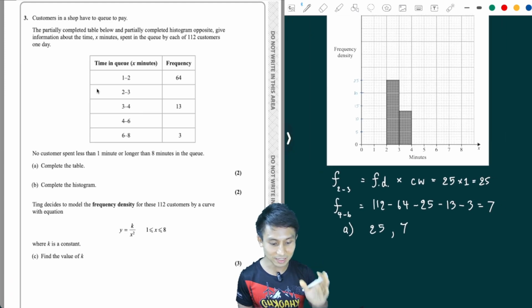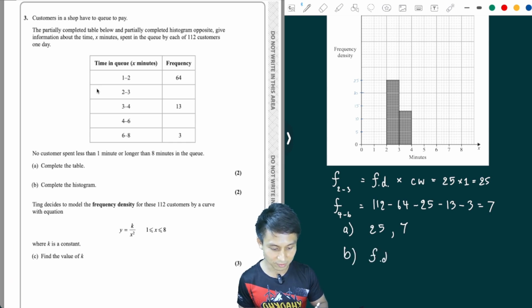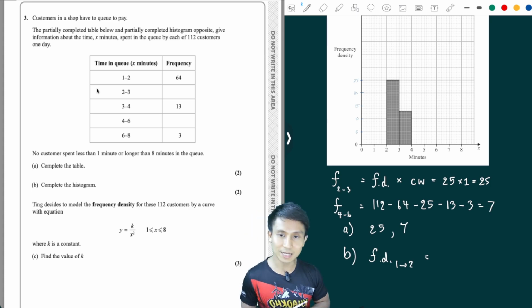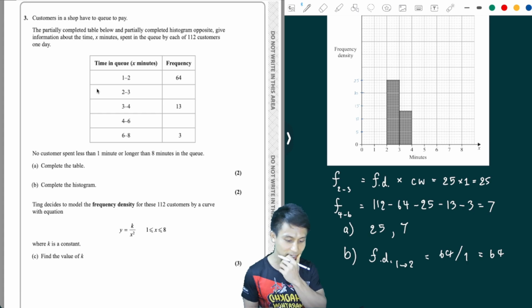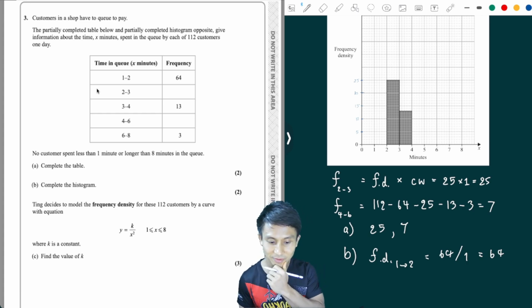Now for B, we need to complete this histogram. There is already a 1 to 2. For the frequency density, we need to plot the frequency density for the height. The frequency density of 1 to 2 is just the frequency divided by the class width, which is 2 minus 1. And that's 64. So 64 right here is quite high up. I'm just checking I got it right, 64 divided by 1, that's obvious, but there are no tricks here.